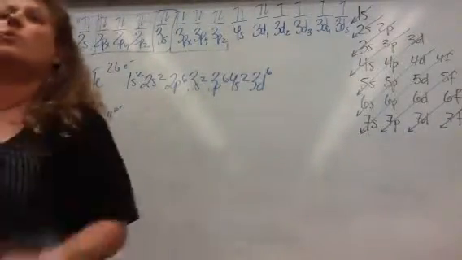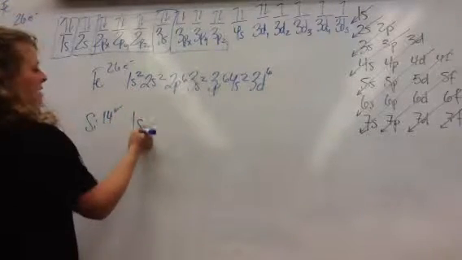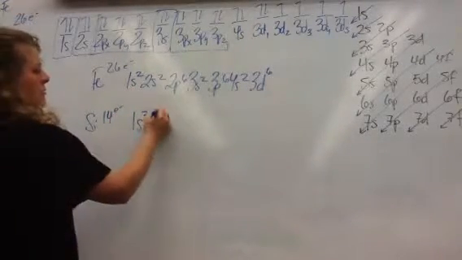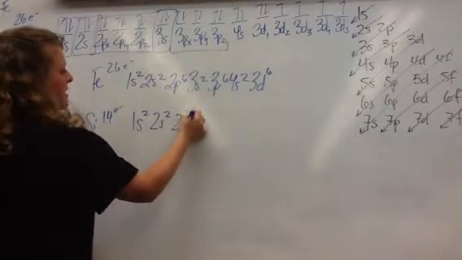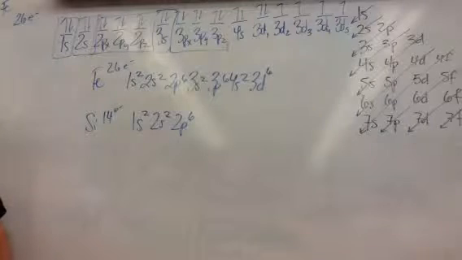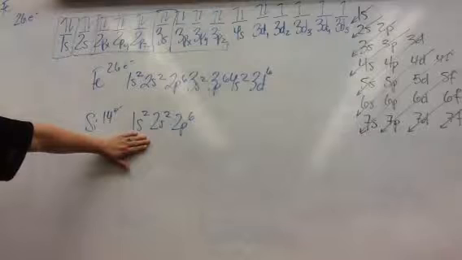So, where do we start? Well, as always, with 1s. 1s2, 2s2, 2p6. What does that get us up to? Okay. Then let's finish this one and then we're going to break it down. So this gets us up to 10 electrons.